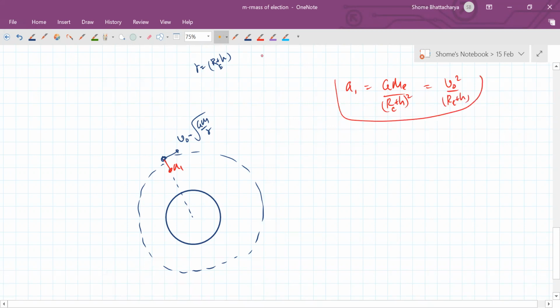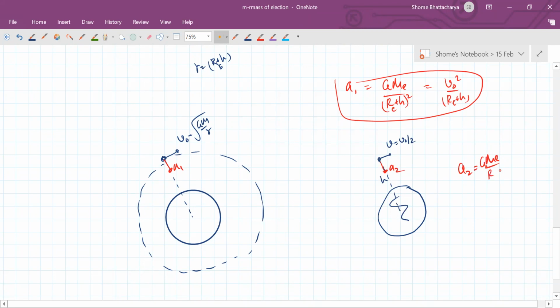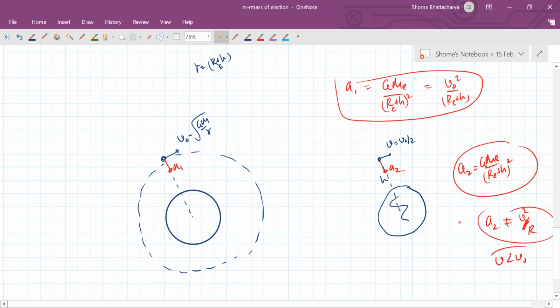Now after just firing the rocket, just at that moment only, still at the same height, its speed has reduced to v naught by 2. Because it's at the same height, the acceleration will be the same. The gravitational field there is the same. But this acceleration is no longer equal to v square by r. Right? So v has become less than the orbital velocity. So it will go on this kind of a path now. It may or may not collide with Earth. That we'll have to check.